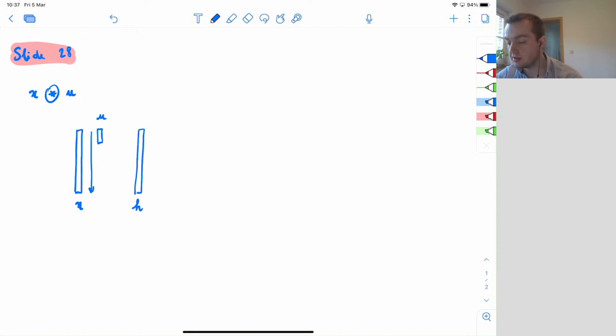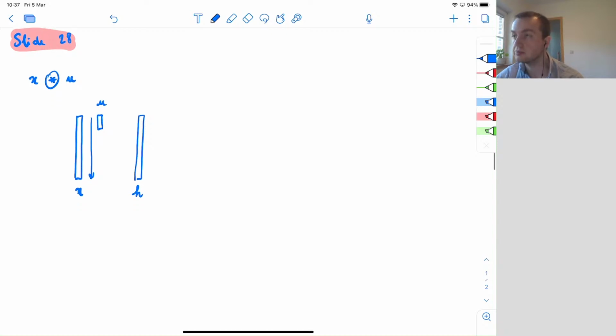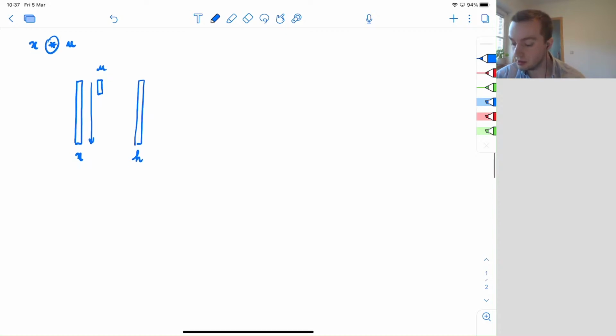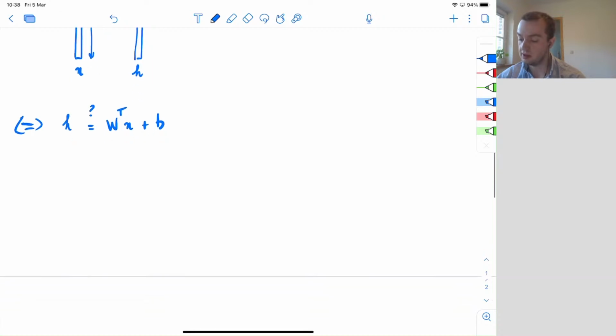What I want to show you is that this operation can actually be expressed exactly as the operation that we would have in a fully connected layer. And so basically, the question will be, can we express this as something which looks like this for some value of b and some value of w? And the answer is yes.